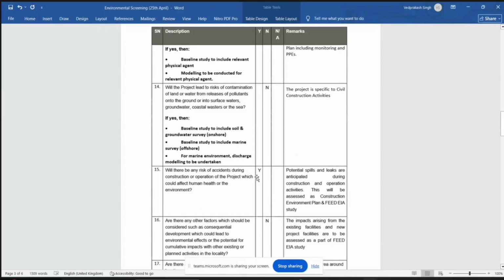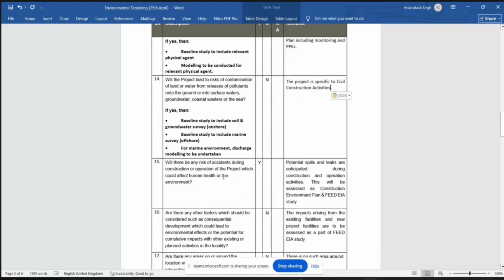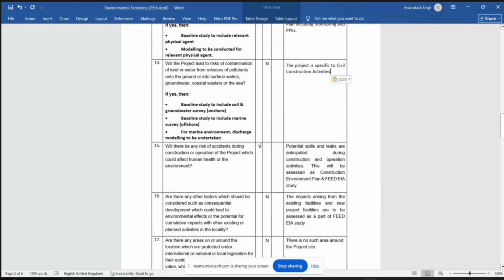Will there be any risk of accident during the construction and operation of the project? Yes or no? Why? Yes. Will there be risk of accident during the construction and operation of the project?